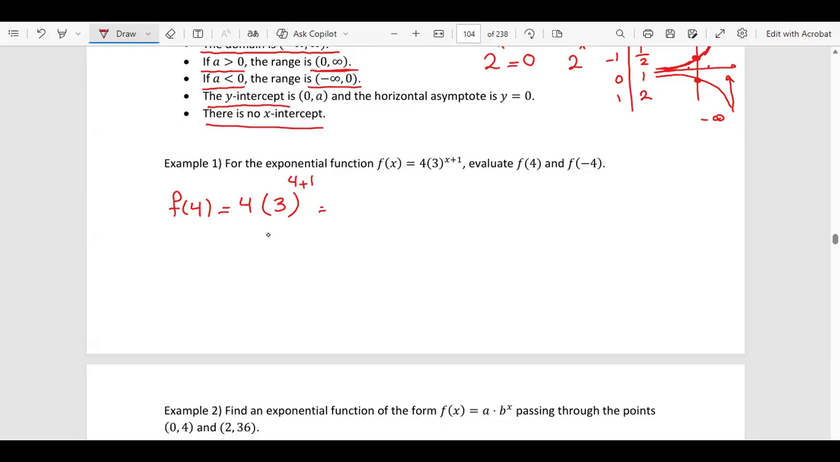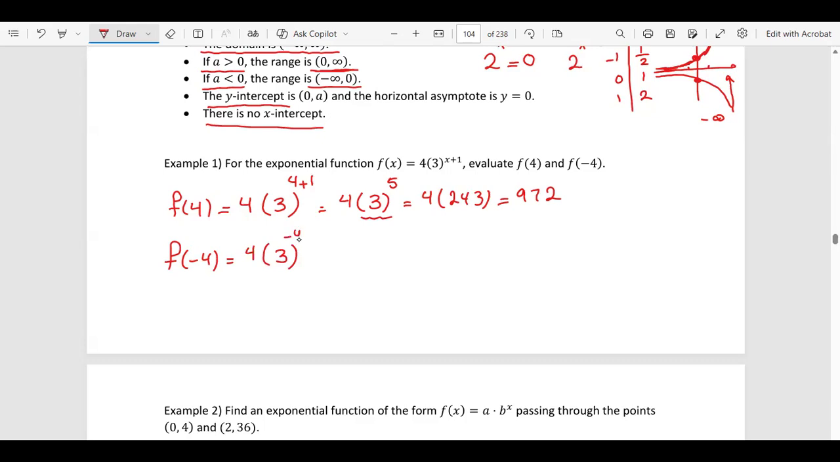And you know that you always have to find the exponent based on PEMDAS. So we have 4 times 3 to the 5th power. What is 3 to the 5th power? What is 3 multiplied by itself 5 times? It's 243. And if you multiply 4 by 243, you get 972. That's it. If we want to find f of negative 4, this time we replace x by negative 4.